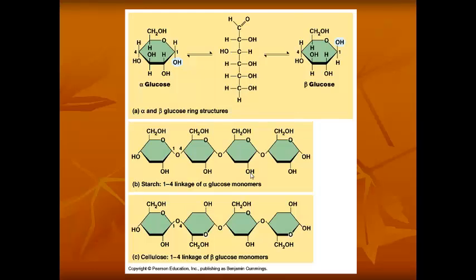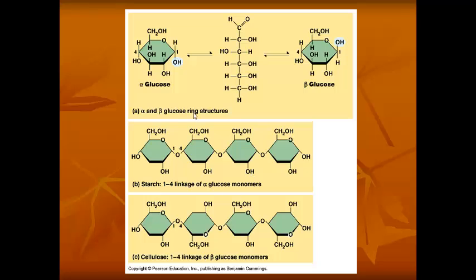Starch and cellulose look very similar. They're both made up of long chains of glucose, glycosidic bonded together. Starch is a polysaccharide that we can eat and break down and burn as energy. Cellulose, however, we cannot digest at all. We commonly call it fiber in our diet. But if they're both made up of long chains of glucose, what's the difference between the two?